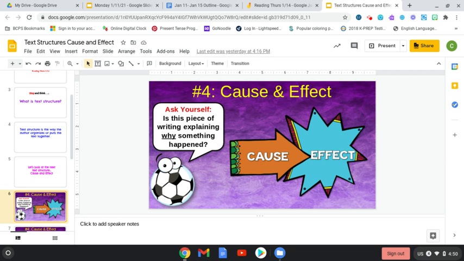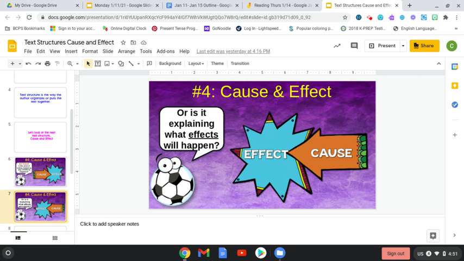When you're trying to decide if an author is using a cause and effect structure, you can ask yourself, is this piece of writing or this text explaining why something happened? And if the answer is yes, then you're probably looking at a cause and effect structure. Remember, the author is not going to come out and say, I am using a cause and effect structure. You have to determine that based on the clues that you're seeing and the way they put the passage together. And it also might explain the effects of what happened. Okay?